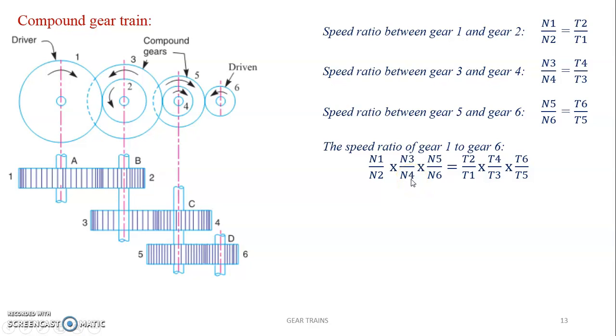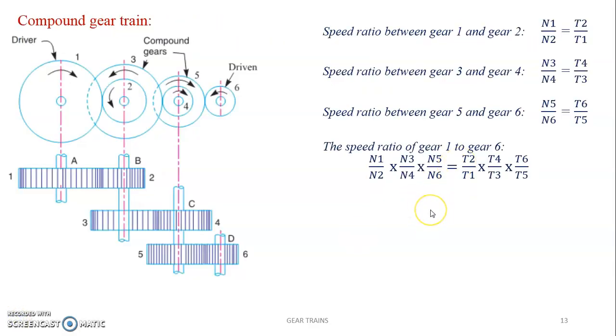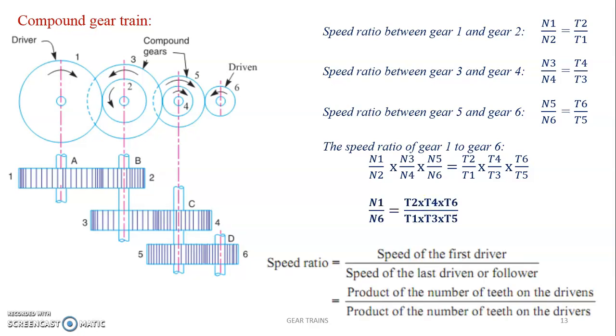Similarly, the speed of gear 4 and gear 5, because they are on shaft C, is the same, hence that gets cancelled out. So on the left hand side, I will be left with N1 by N6. So the speed ratio N1 by N6 is equal to T2 into T4 into T6 divided by T1 into T3 into T5. If you observe here, the speed ratio, that is the speed of the first driver to the speed of the last driven, is equal to the product of the number of teeth on the drivens divided by the product of the number of teeth on the drivers.